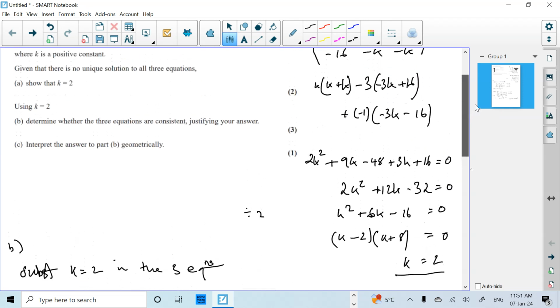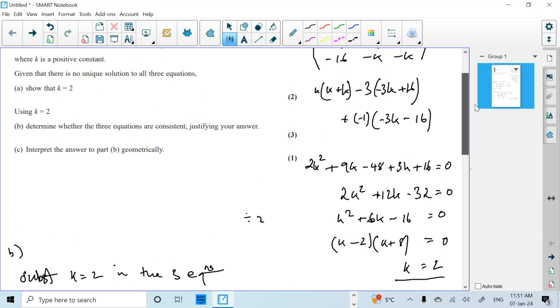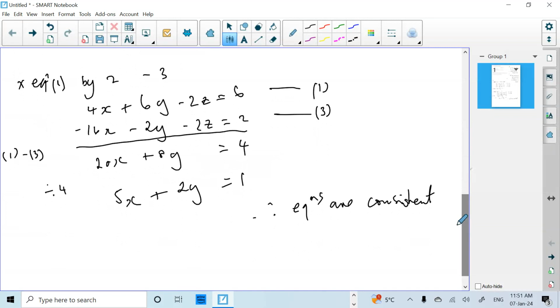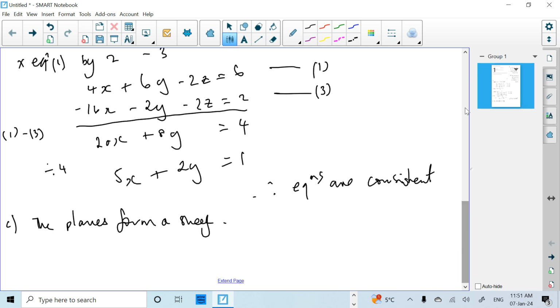Part B done for 3 marks. Part C for 1 mark: interpret the answer to part B geometrically. Well, geometrically, talking about consistency, the planes form a sheaf. The planes, they're looking for this, form what is known as a sheaf. And that's it. The planes form a sheaf. And I believe that's the spelling. And that's it. Okay.